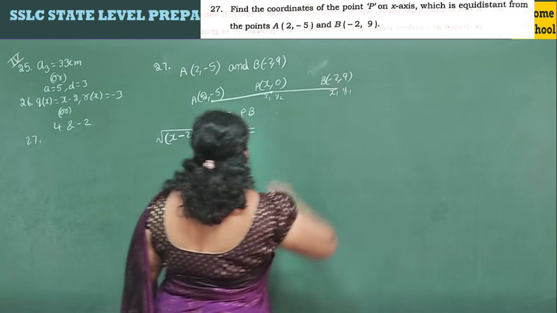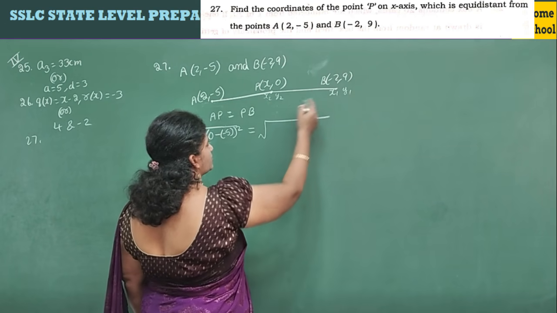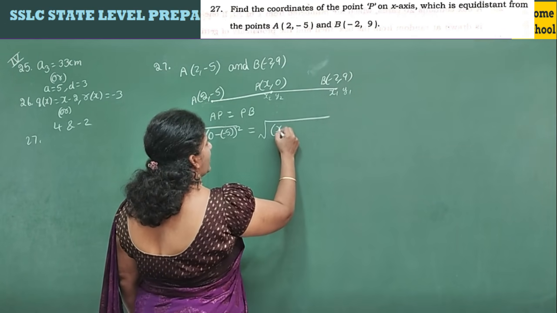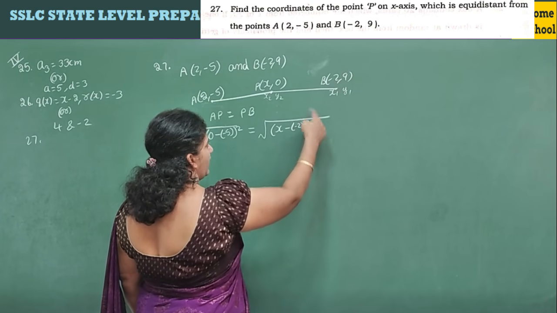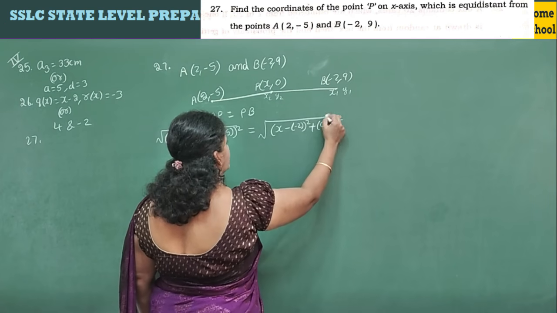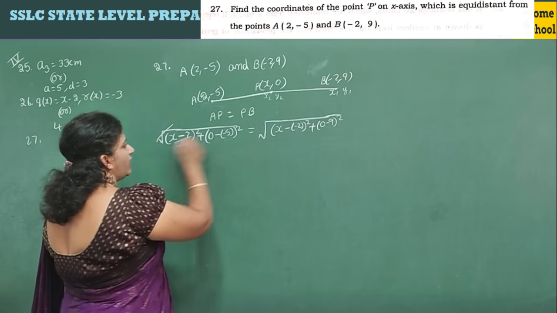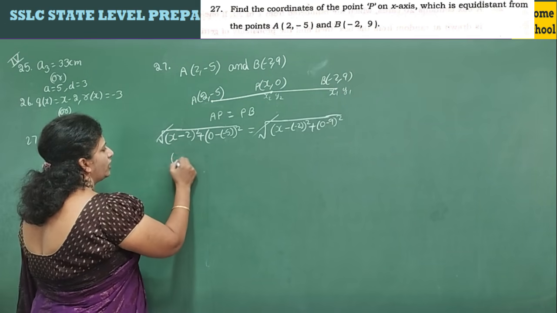x1, y1, I am taking here. Now this side equals square root of (x2 minus x1), that is x minus of minus 2, whole square, plus (y2 minus y1), that is 0 minus 9, whole square. Now this square root and this square root will be cancelled, right? Now what are you going to get?